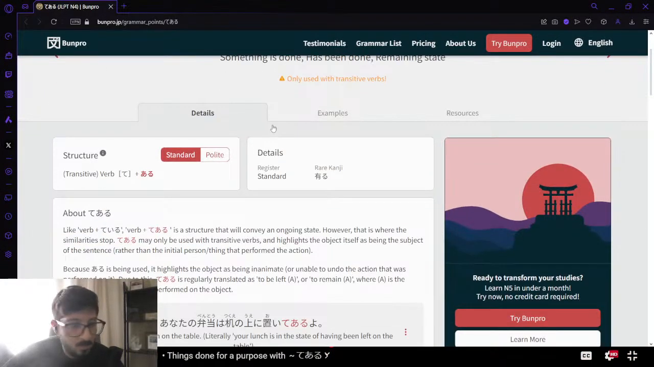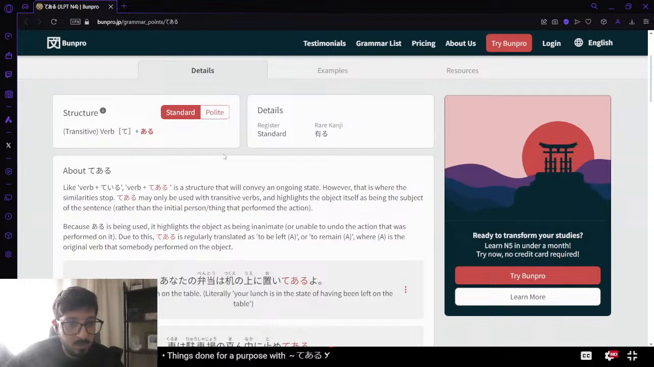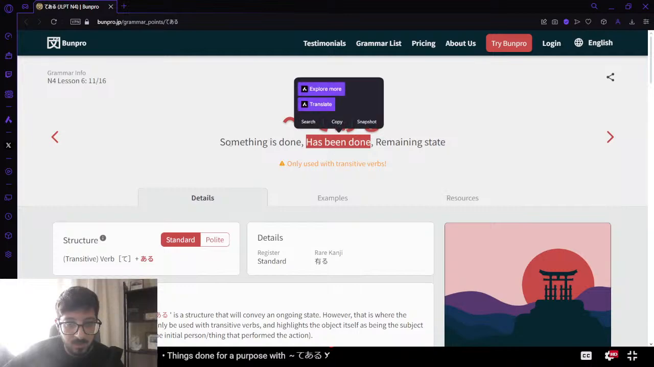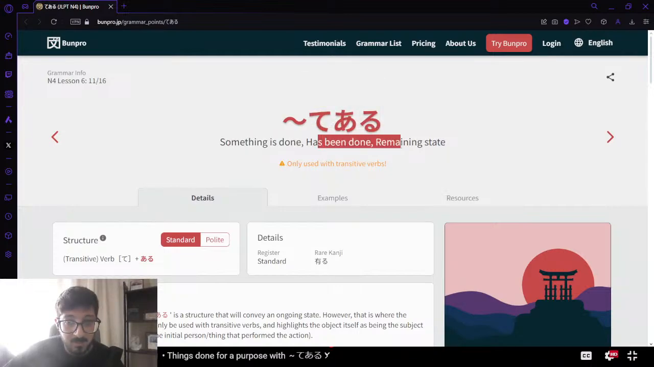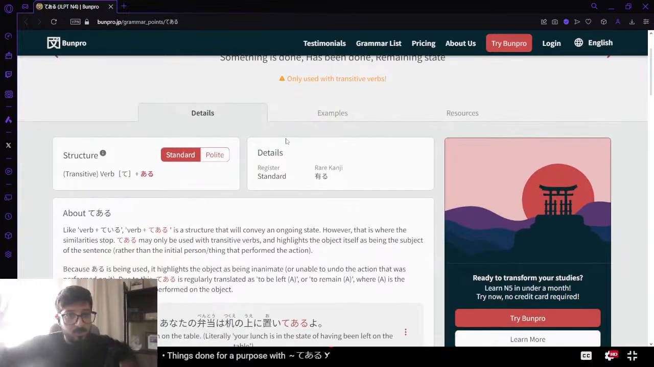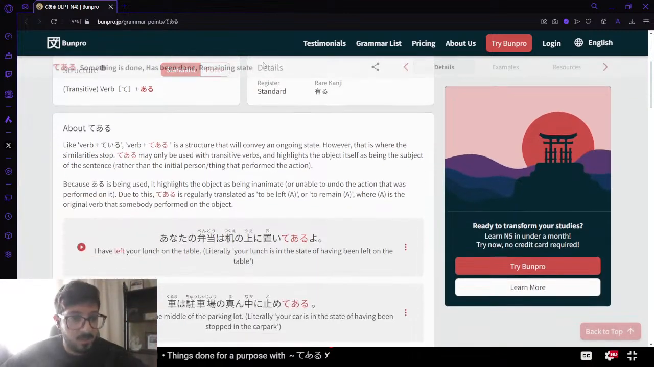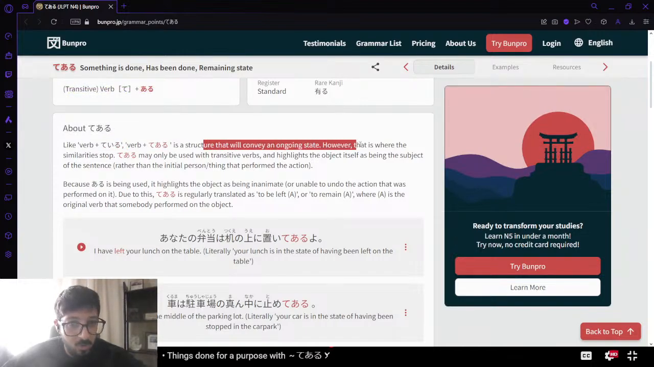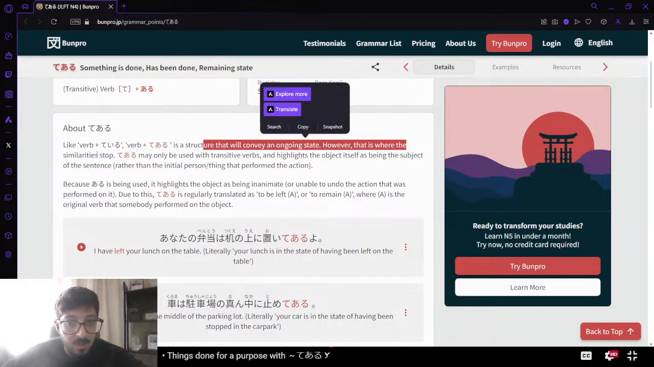Tearu. Maybe this explanation helps. Tearu is like a passive voice, but it has been done. Something has been done, remaining state. So it has been done on its own. There is no doer. Like verb teiru, tearu is a structure that will convey an ongoing state. However, that is where the similarities stop.